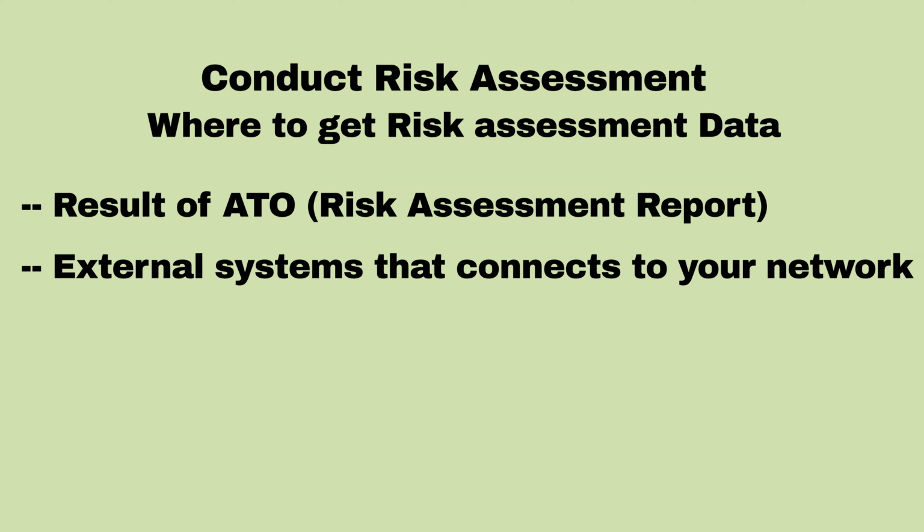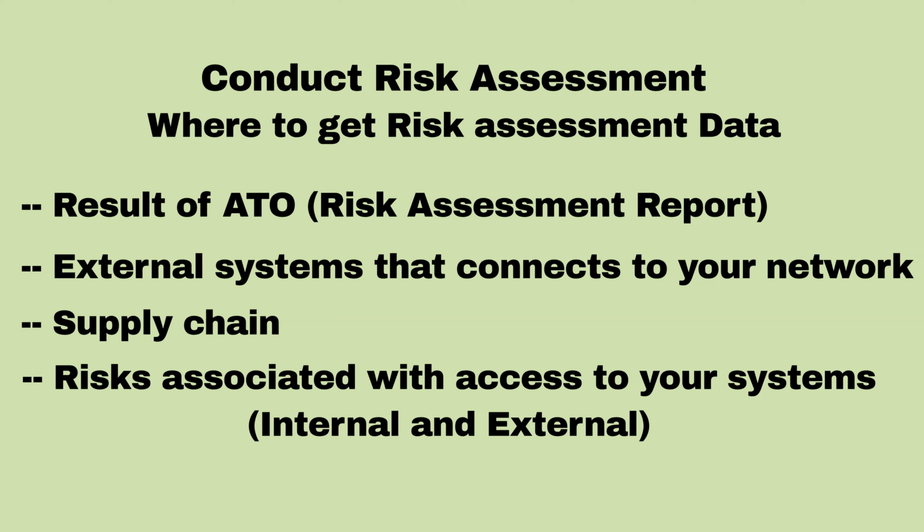If there are obvious risks, you want to notate those. Maybe your supply chain might have risks that you know about. You want to notate those as well. External users that have access to your system. Internal users that have access to your system. You need to consider risk associated with just about anywhere and anything.